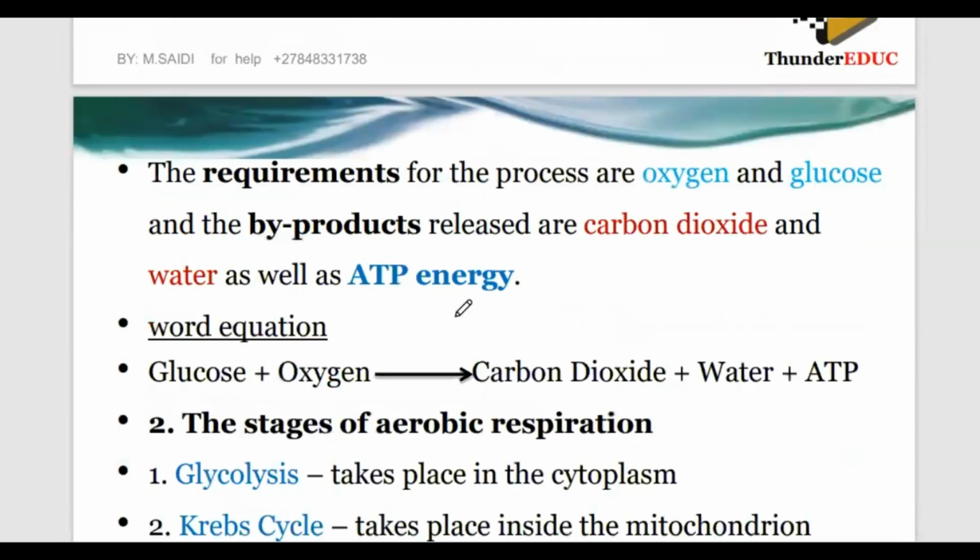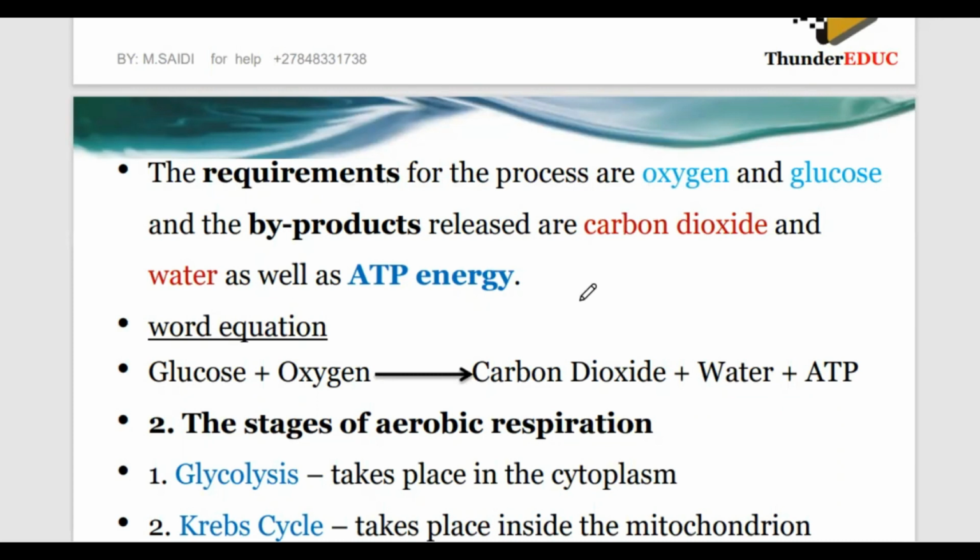So the requirements for this process are oxygen and glucose, and the byproducts are carbon dioxide as well as water. Energy is the major product of this process. Don't forget that respiration is the reverse of photosynthesis, and photosynthesis is the reverse of respiration.